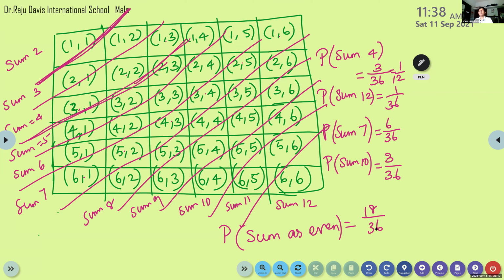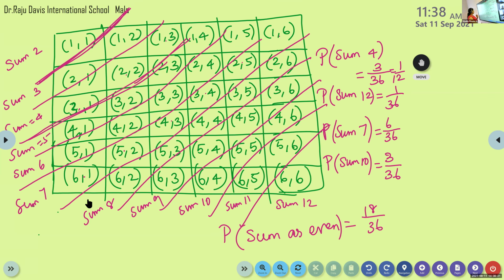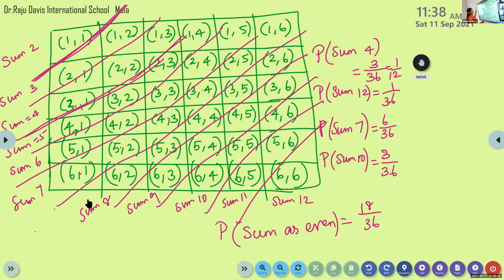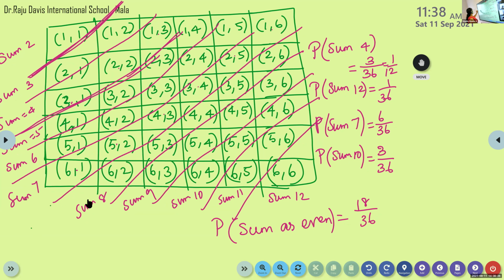Sum as even number means 2 may come, 4 may come, 6, 8. Is it clear, children? 2, 4, 6, 8, 10, 12. All the cases you can add up and you can write.